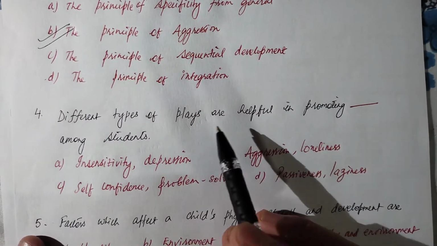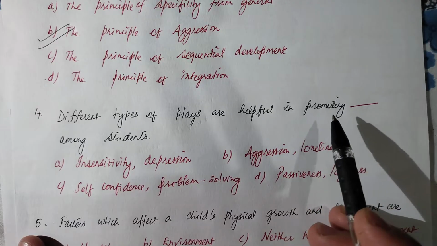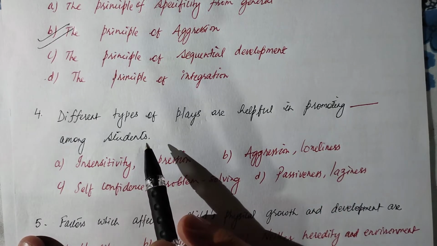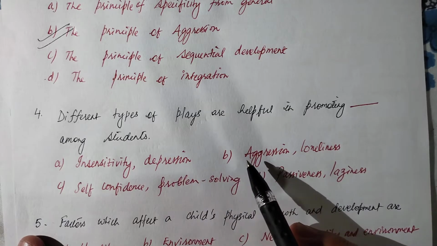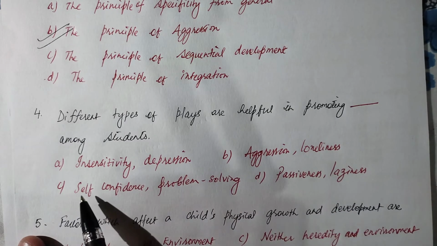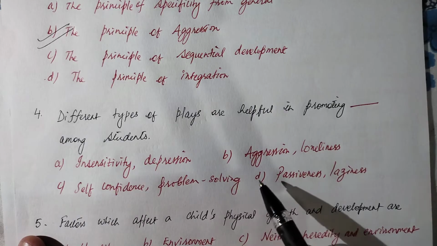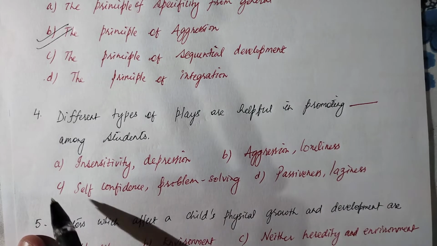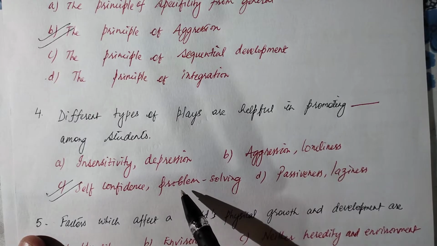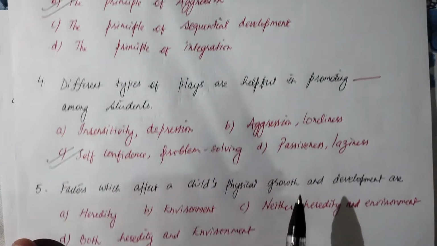Number 4. Different types of plays are helpful in promoting dash among students. A. Insensitivity, depression, B. Aggression, loneliness, C. Self-confidence, problem solving, D. Passiveness, laziness. Answer kadai option C. Self-confidence, problem solving.